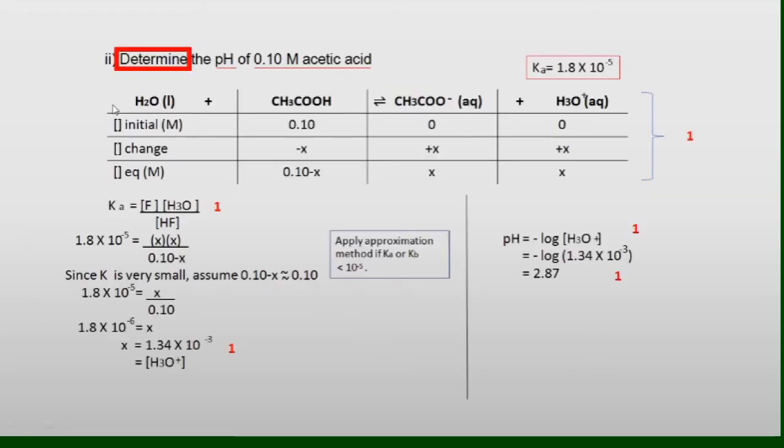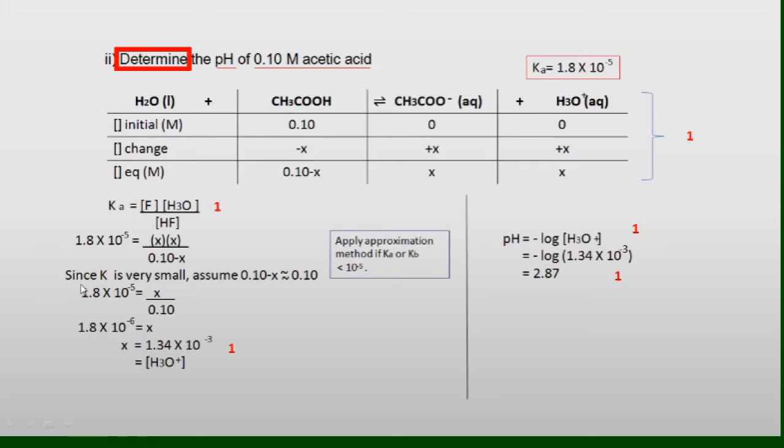So for the second question, determine the pH of the 0.10 M acetic acid. So firstly, we need to use the ICE table. So we ignore the H2O like usual because it's a liquid. Then we put the 0.10 M into the table. Then we use the formula of concentration of acid. The concentration of acid is already given in the question, which is this. So we substitute the values given into the formula.